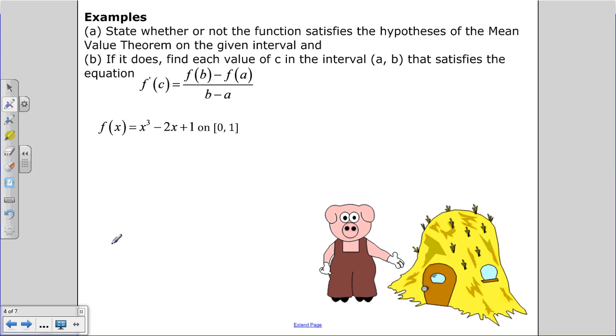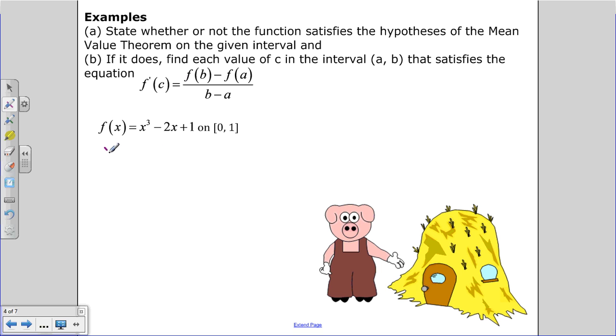So let's do some examples. Part A says we're going to say whether or not it satisfies the two hypotheses of the mean value theorem, and then part B is we're going to find the value of C on that interval that satisfies this equation, which is directly from our mean value theorem. So first of all, from our function, we can see, yes, that is a polynomial, so therefore it's continuous and differentiable everywhere. So clearly it's continuous and differentiable on that interval.